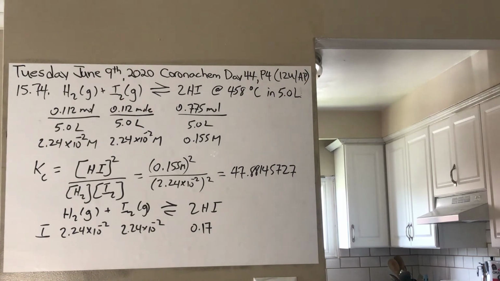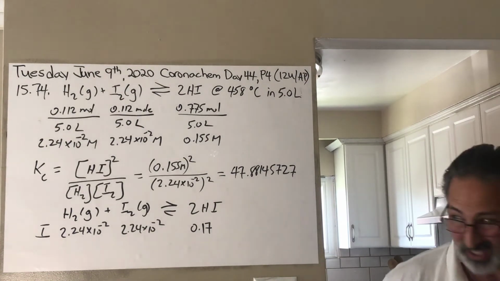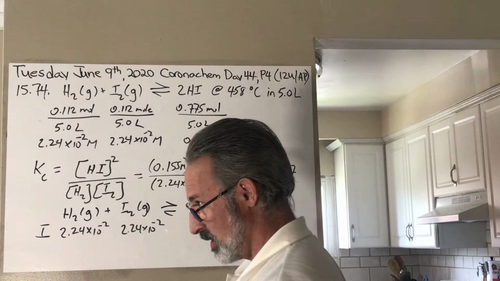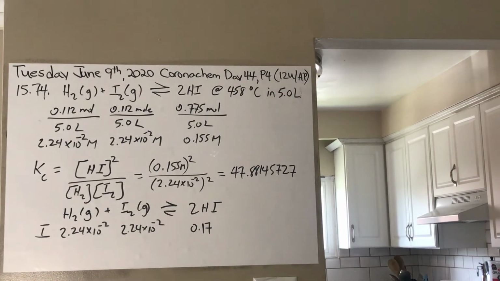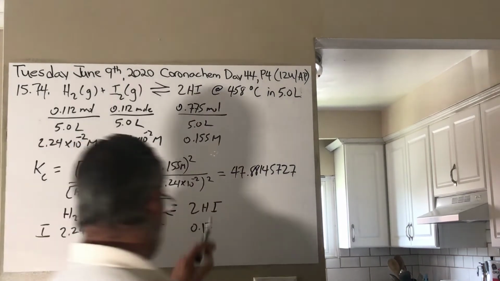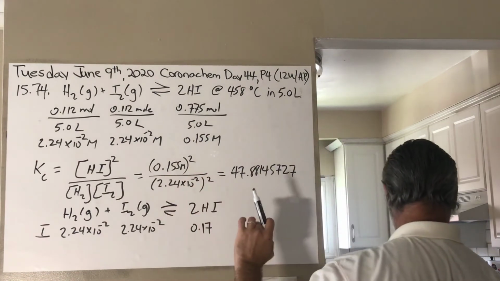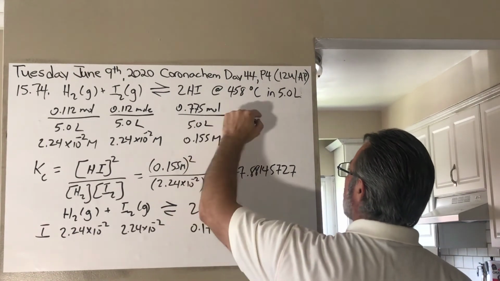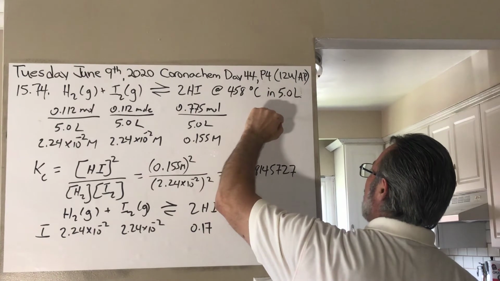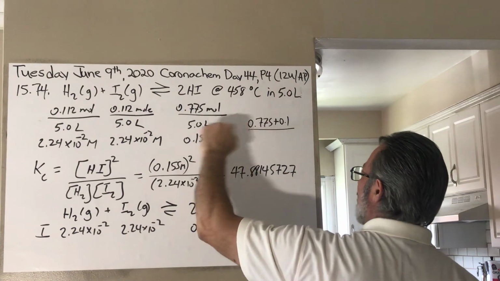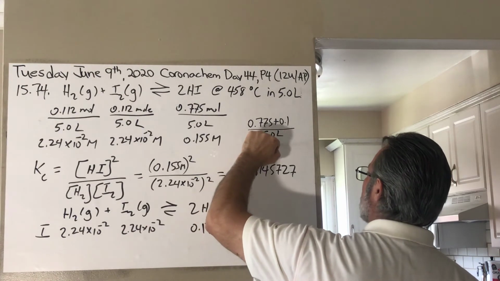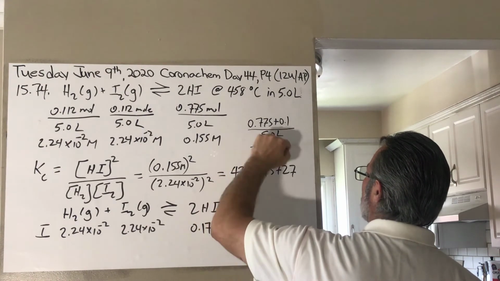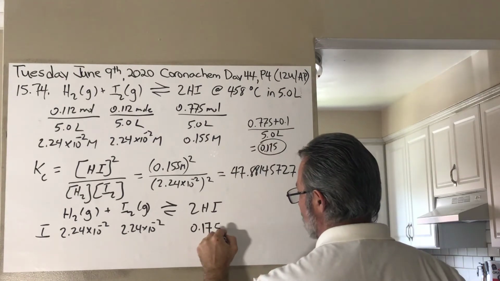So we're going to disturb the equilibrium, and we'll call it initial. We disturbed the equilibrium by adding 0.1 to the 0.775. So if you take 0.775, add 0.1, and then divide that all by the 5 liters, what you get is 0.175. So we did a little preliminary calculation. That's what we're putting here, 0.175.